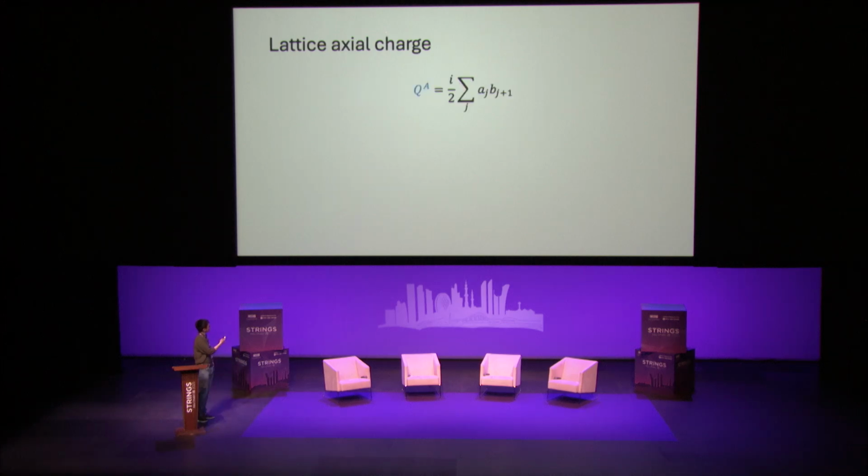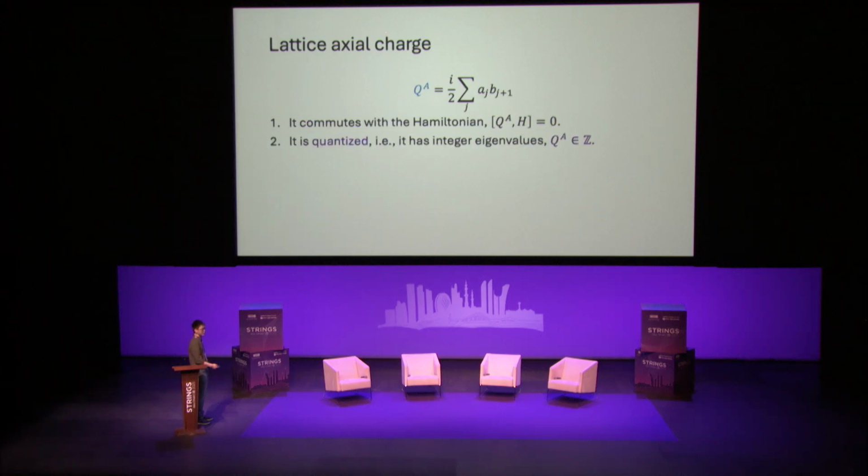Let me list the nice properties of this axial lattice charge. I'm not going to give the derivation, but every property is very simple to derive. First, it commutes with the Hamiltonian. Second, it is quantized. It has integer eigenvalues. So when you exponentiate it, it gives you a perfectly normal U(1) global symmetry. Third, it is a sum of local terms. Each local term is this AJ, BJ plus 1. So you not only have the notion of a conserved charge, the axial charge, you also have a notion of a lattice axial current, a Noether current.